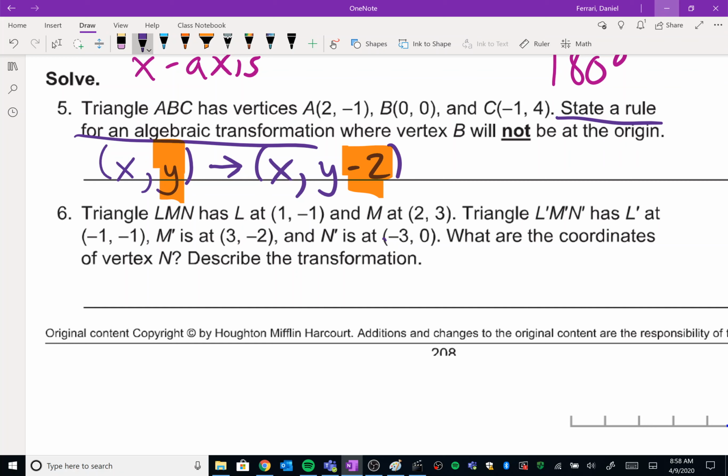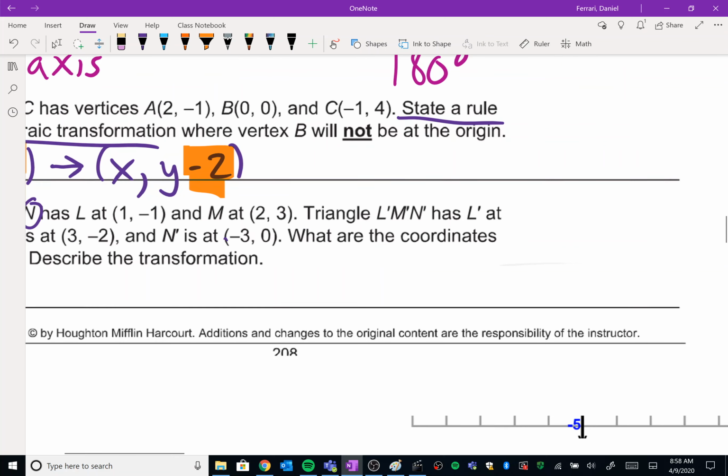Triangle L prime, M prime, and N prime has L prime at (-1, -1), M prime at (3, -2), and N prime at (-3, 0). We want to find the coordinates of that missing point, the original point N, and then we want to describe the transformation. Realistically, we're going to probably describe the transformation before we find the coordinates of the vertex, because if we can't figure out what we're doing, it's going to be pretty hard to tell where N should be. This one is very hard to do if you aren't actually looking at the graph itself.